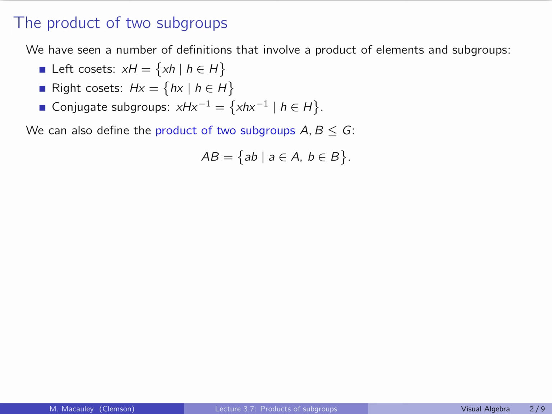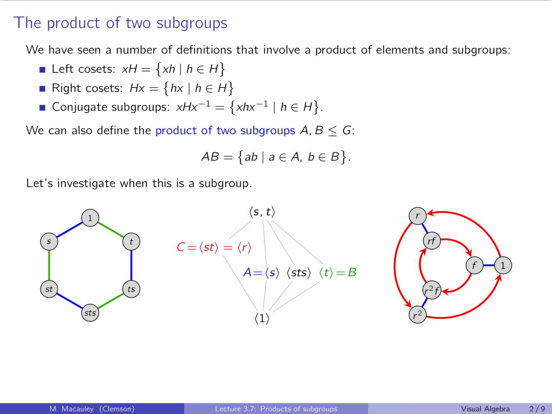We can also define the product of two subgroups, A and B, in this manner. We write AB, and it's the set of all products of elements, little a times little b, in the respective subgroups. But it's worth emphasizing that this need not be an actual subgroup. Let's investigate when this is a subgroup, and we'll use D3 as a motivating example.